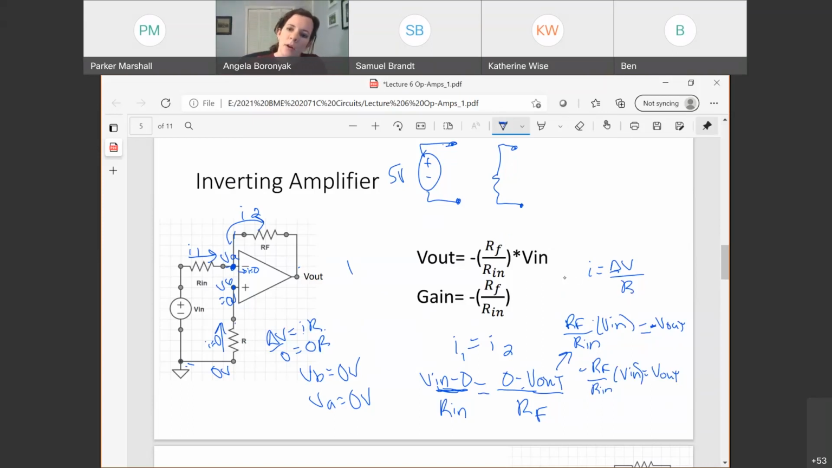So if I want V out to end up equaling -4 times Vn, what do you want RF over Rn to equal for this circuit? Four. And this one's even easier than the other one. I don't have a pesky +1.